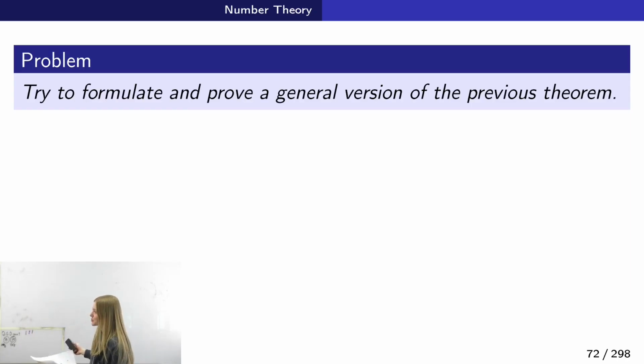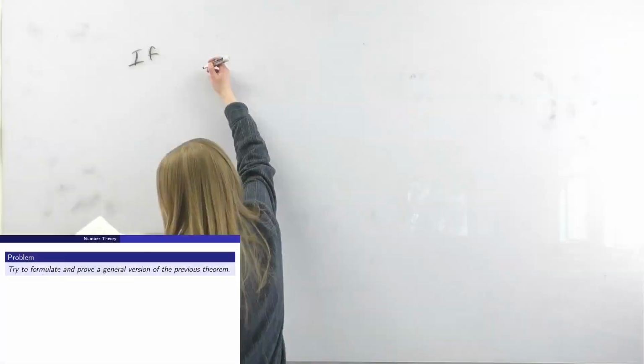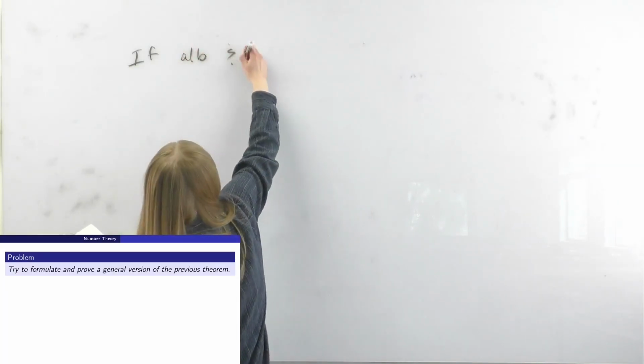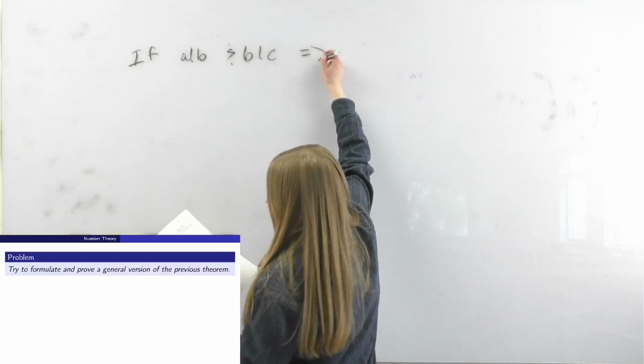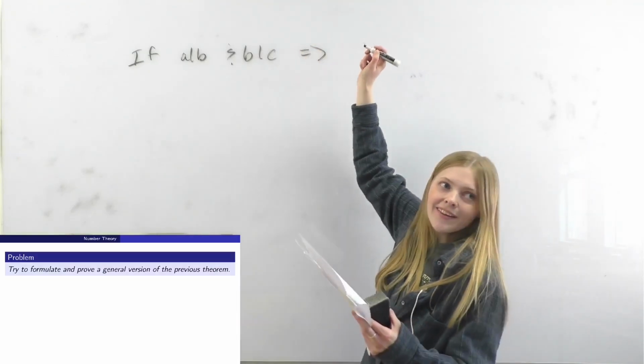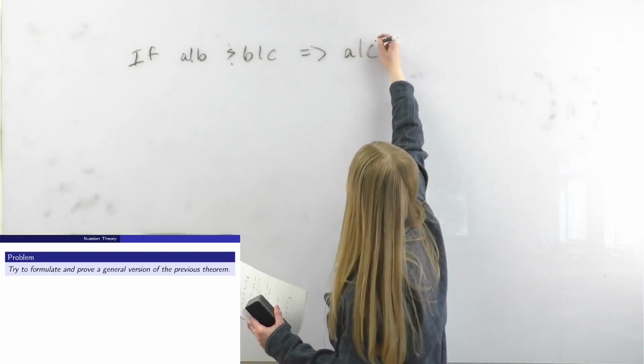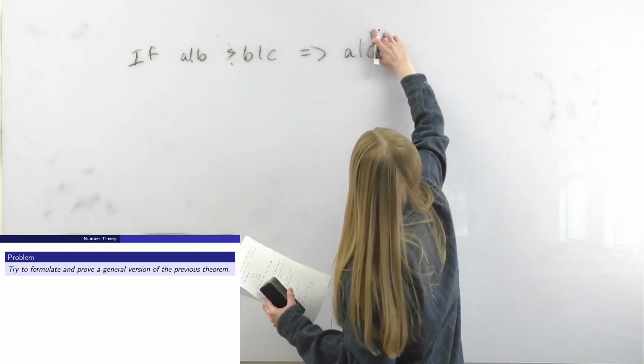All right. Try to formulate and prove a more general version. Maybe this one doesn't count if we have a more general version. Anyway, the more general version of the previous theorem was if A divides B and B divides C, does anyone see it? A divides C. I gave you a hint. Does anyone see it? Anyway.